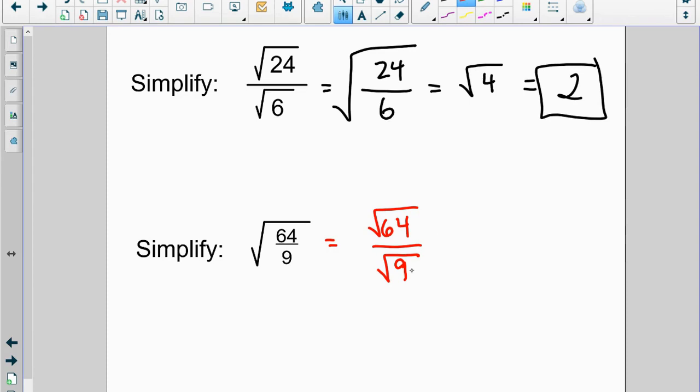The advantage here is we have two perfect squares in the numerator and the denominator. The square root of 64, of course, is 8 because 8 times 8 is 64. And in the denominator, the square root of 9 is 3 because 3 times 3 is 9. And we get 8/3, which we can't reduce any further. I mean, you could write it as a mixed number, but we don't have to. And it doesn't divide out evenly, so I wouldn't want to write it as a decimal. We just leave it as 8/3.